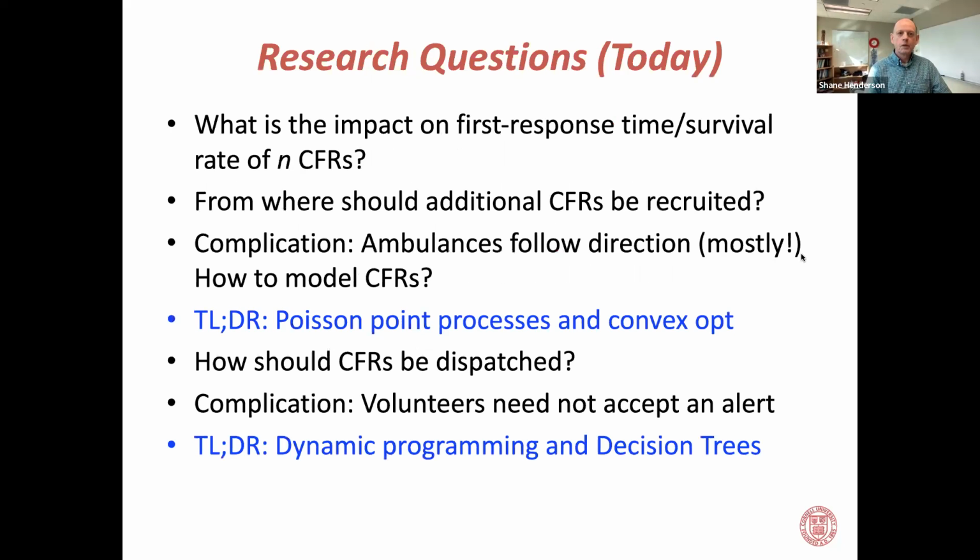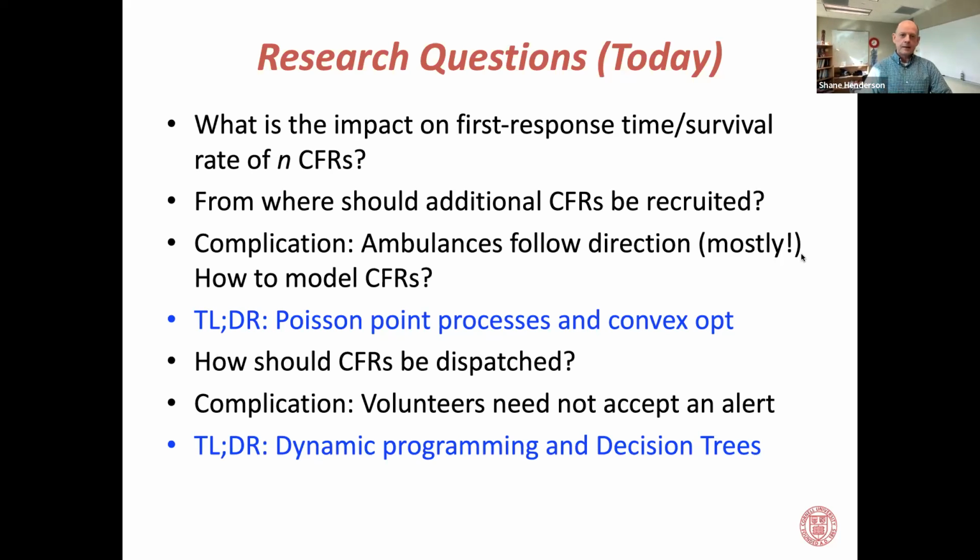I've already mentioned that I'm going to use the terms CFR, or community first responder, and volunteer interchangeably. Same thing. Okay, so the questions we're going to look at are, what's the impact on first response time and the survival rate from cardiac arrest when you have a certain number of these volunteers? And when you're able to recruit more of these volunteers and you need to put in the effort to do that, where should you be focusing your efforts across a city? A complication in these programs, and this is the thing that really drives my thinking here, is that ambulances will follow direction. I use this term mostly because you can tell ambulance crews where to go, and they may not always do what you ask of them.